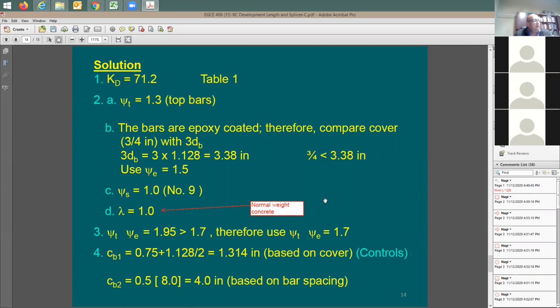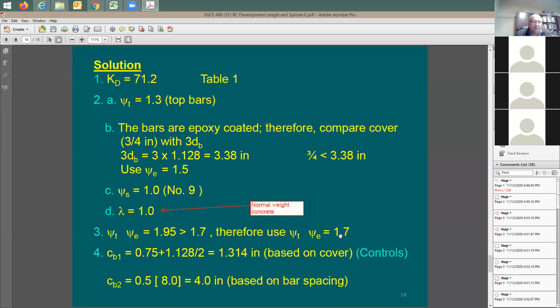All right, now let me try here the product of psi sub T times psi sub E. Take the top, and then also use psi sub e for the epoxy. What number do I get? 1.95. What's my max? 1.7. So I'm going to be using 1.7 instead of 1.95. So when it comes to the equation, psi sub t times psi sub e is going to be only equal to 1.7 as the limit, the maximum value.